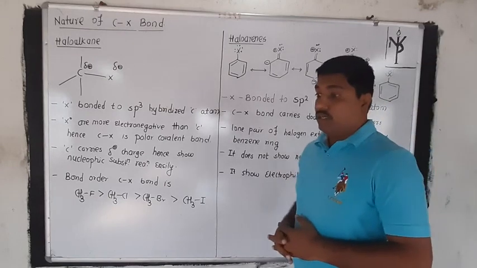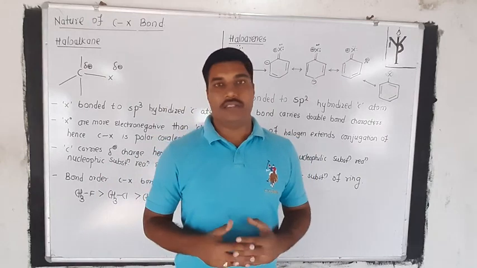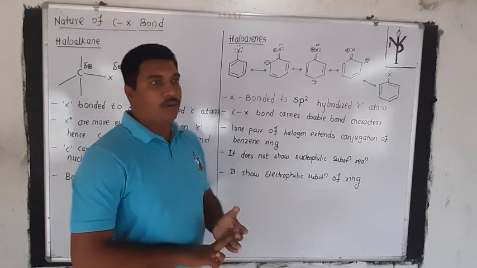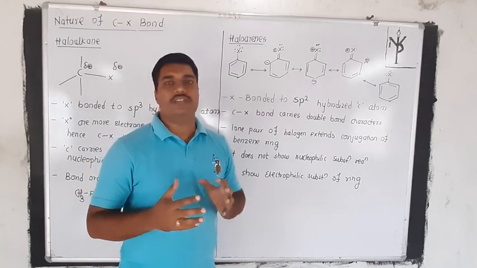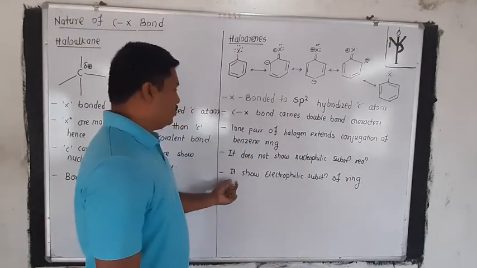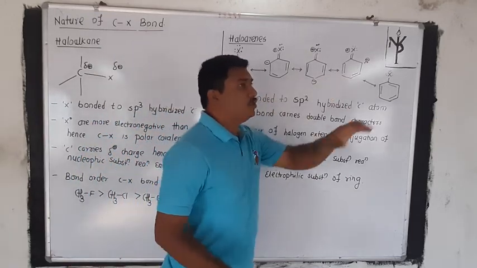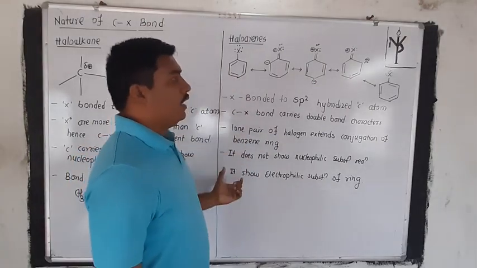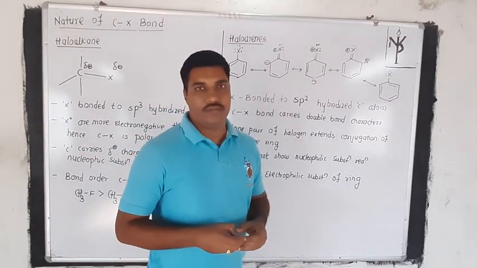Under drastic conditions it will show, but under normal conditions haloarenes do not show nucleophilic substitution due to the double bond character. If there is double bond character, it means carbon and halogen are tightly bonded to each other and cannot be separated easily. Hence, nucleophilic substitutions are not possible. Hence, electrophilic substitution of the ring is possible. Electrophiles can attack on ortho, para and ortho positions for substitution. Hence, for haloarenes, electrophilic substitution of the ring is seen in this topic, not nucleophilic substitution.